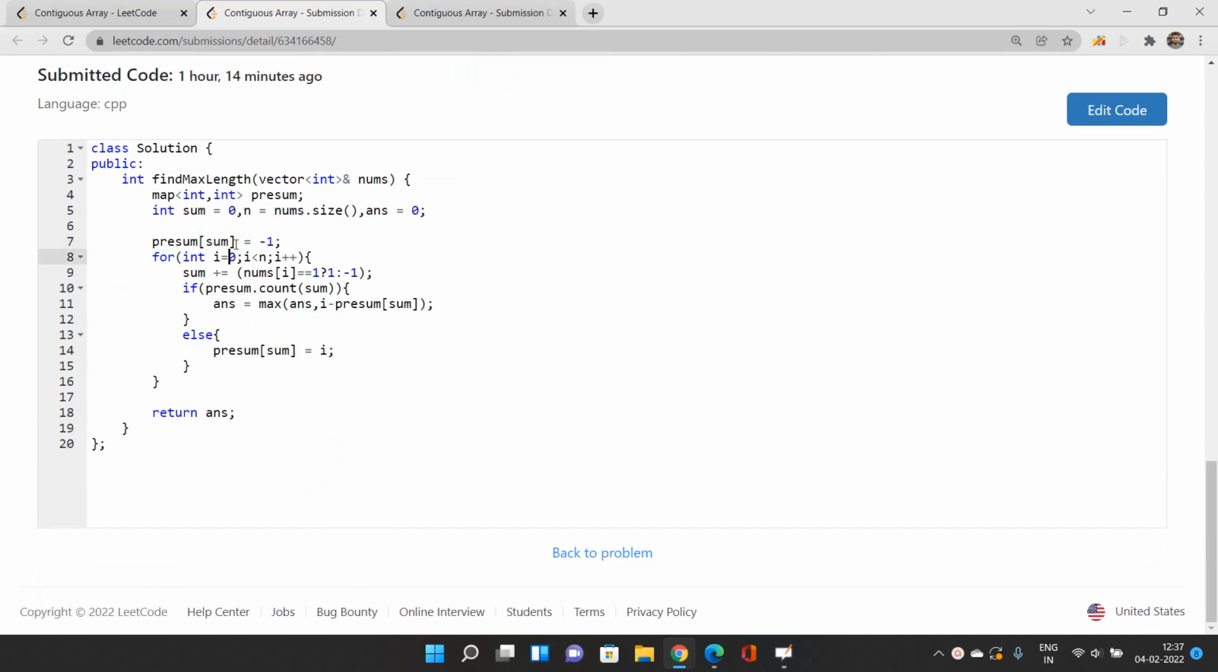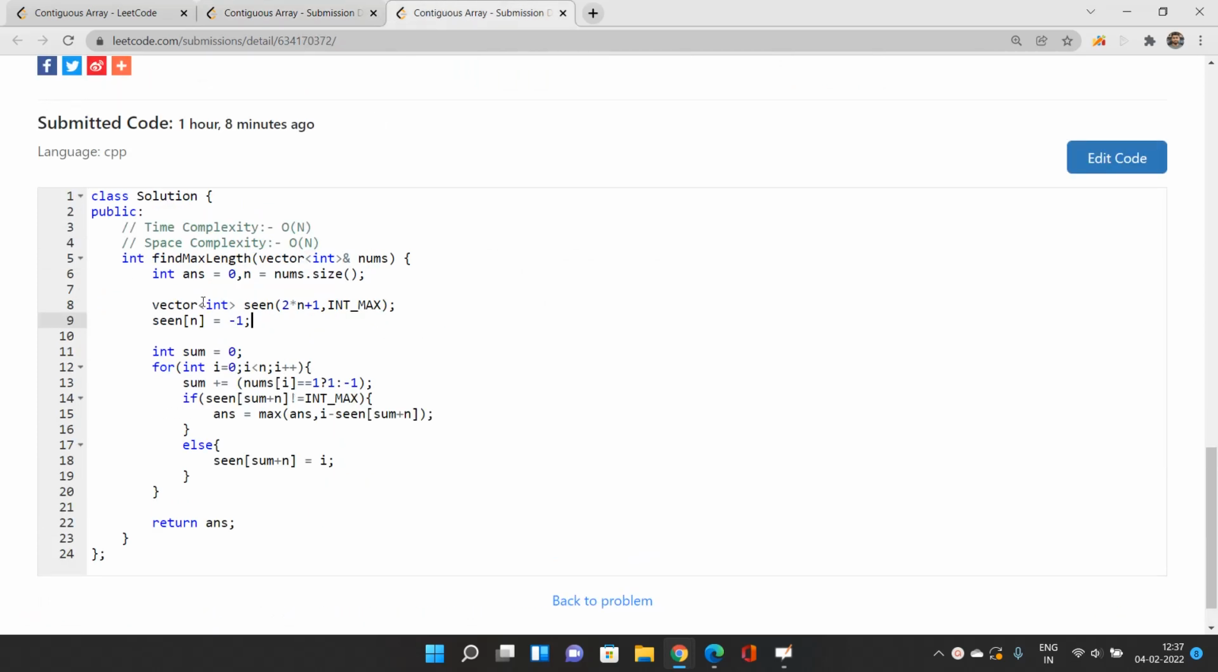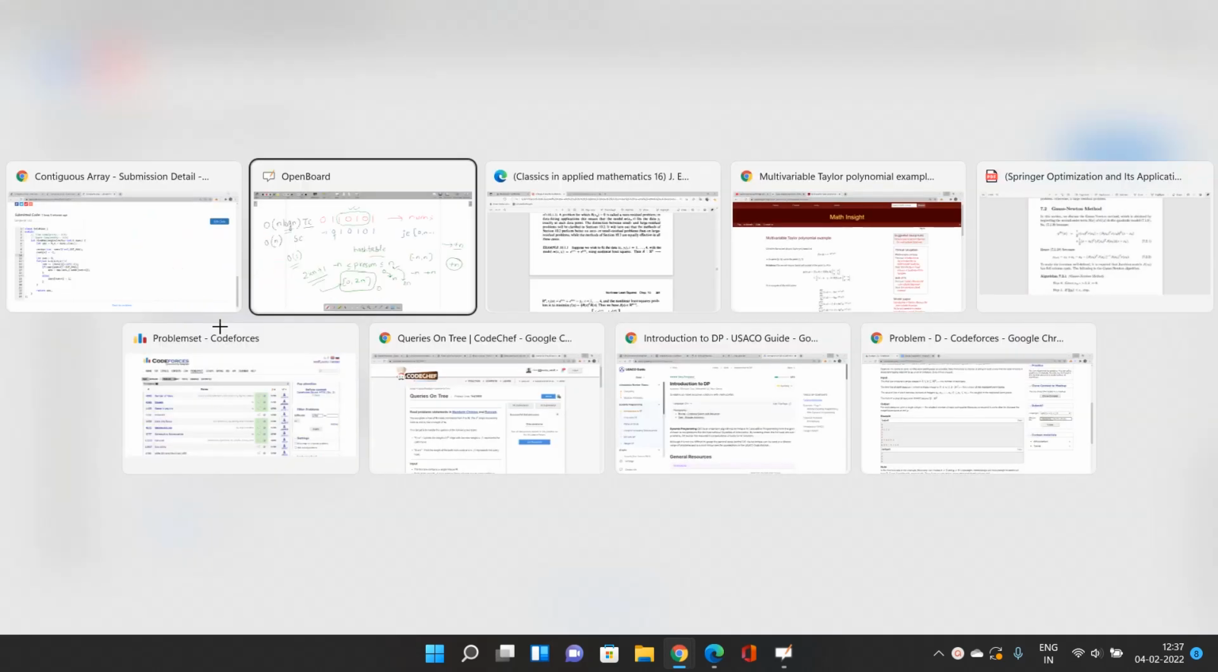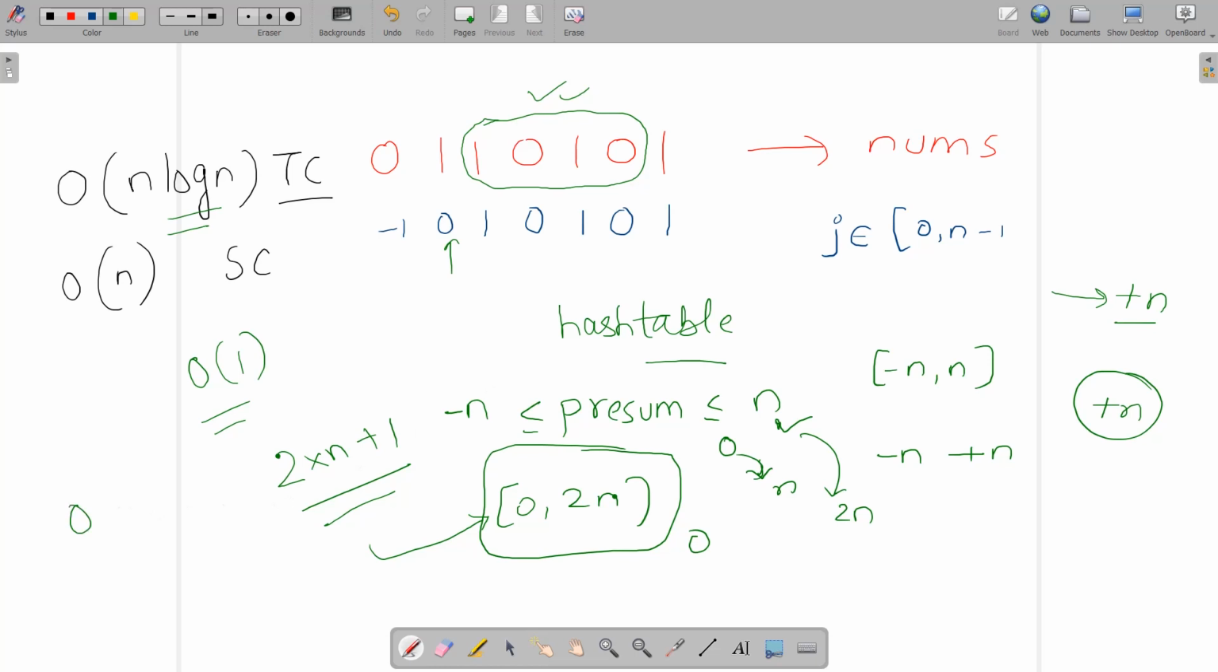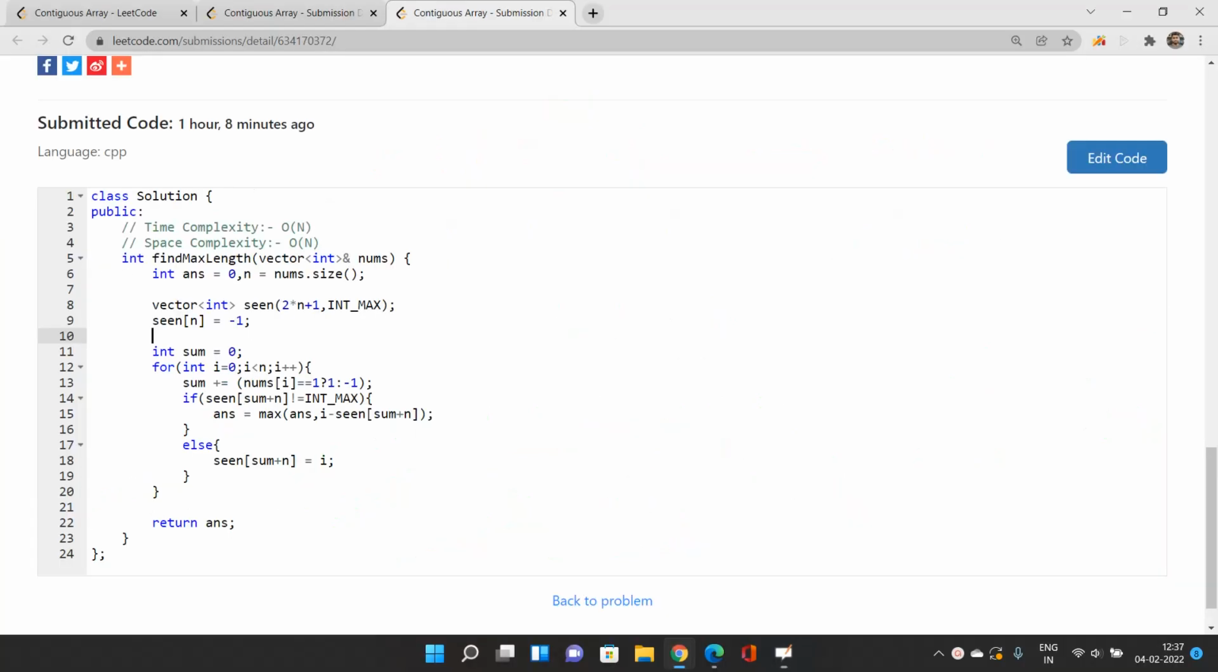As in the previous case, I have set the entry for 0 as minus 1, but I need to do it at seen of n over here, because every value is going to be shifted to the right by n places. So 0 will be shifted by 0 plus n. That's why I've done seen of n. So I iterate over the sum, and the entire process will be the same, you can see. And when this sum is already seen, I will search for sum plus n, because every value is shifted. If it's not equal to int max, it means that this sum has already been found. So I will try to find the minimum L, that is seen of sum plus n.